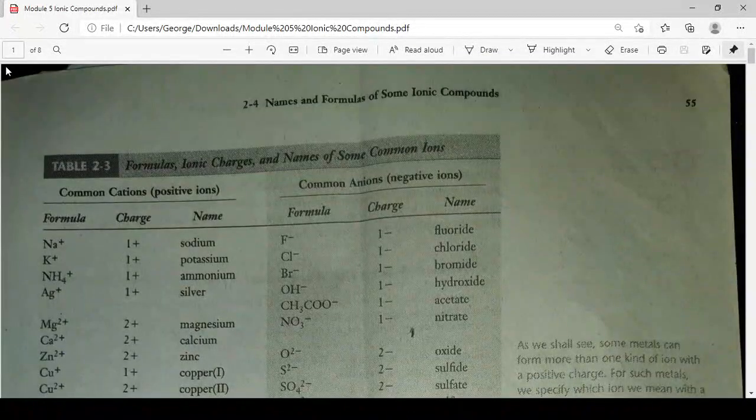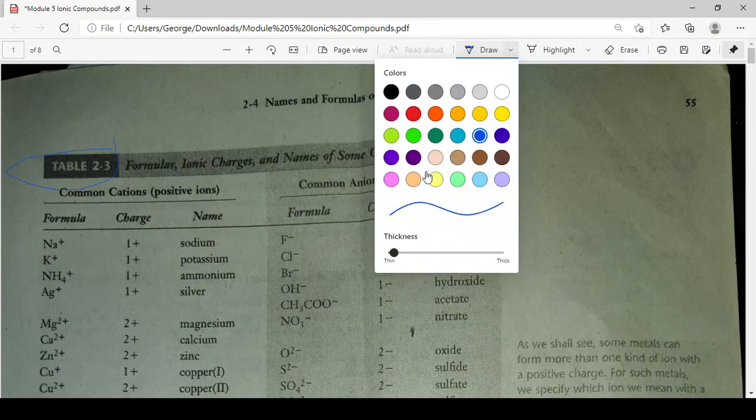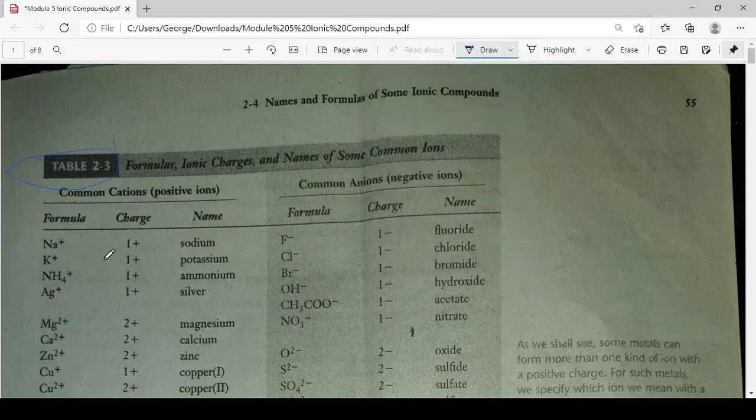So good evening, kids. Today we will discuss your module 5 in general chemistry, which is your ionic charges and your ionic compounds. So first, in your ionic charges, kids, look at this table 2.3. These are your formulas, your ionic charges, and names of some of your common ions. So your positive ions are known. Review natin. Ang positive ions ninyo are known as your cations. And your negative ions are known as your anions.